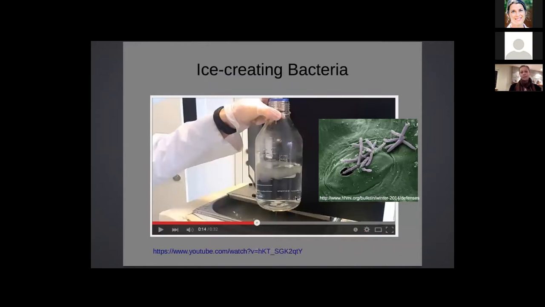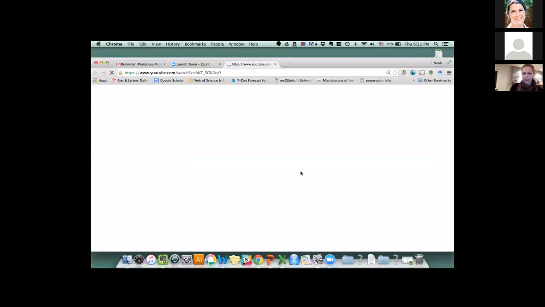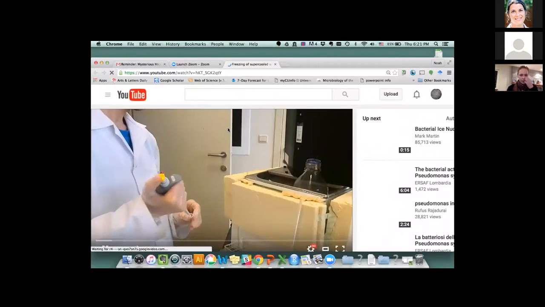So this is my favorite example, actually, of a bacteria that grows on plant leaves. And this bacteria can create ice. So what happens is, it turns out you can cool water below freezing temperature and it won't turn into ice. It needs something to kind of spark that reaction off, to start the ice formation process. And these bacteria are able to do that. And I actually have a video here today, so we'll see if that can play. It's going to play, oh great.